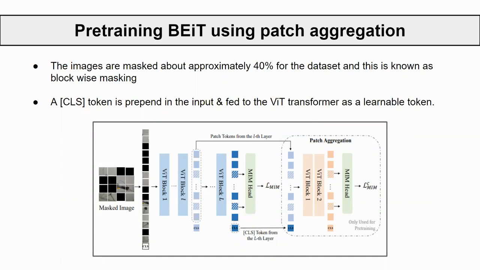The visual tokens obtained by the tokenizer are then trained and the loss is calculated between the MIM head and the patch aggregation MIM head. And this patch aggregation method is only used for pre-training BEIT.